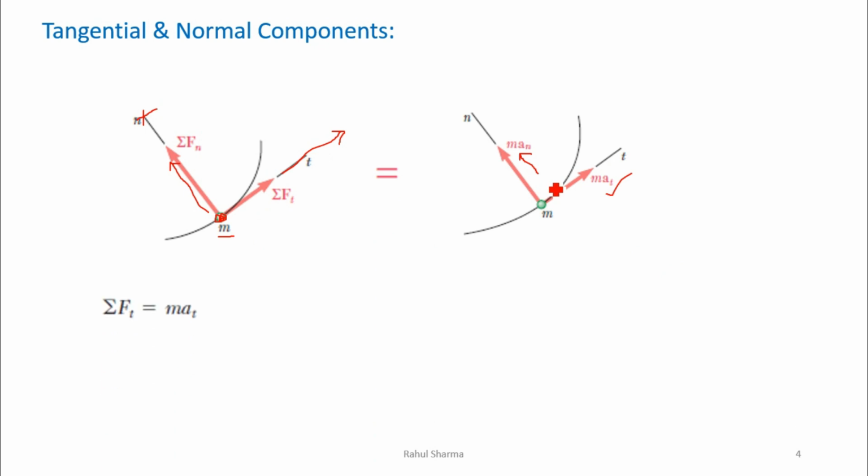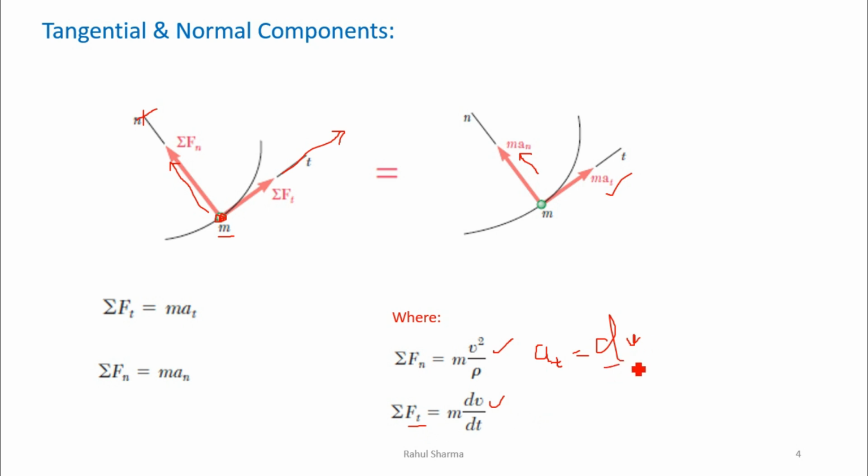Summation of Ft is equal to mass into acceleration in the tangential direction. Similarly, force in the normal direction is equal to mass into acceleration in the normal direction. So the force in the normal direction is equal to mass times velocity square by rho, and the force in the tangential direction is equal to mass into dv by dt. Or in simple terms, acceleration in the tangential direction will be equal to dv by dt.